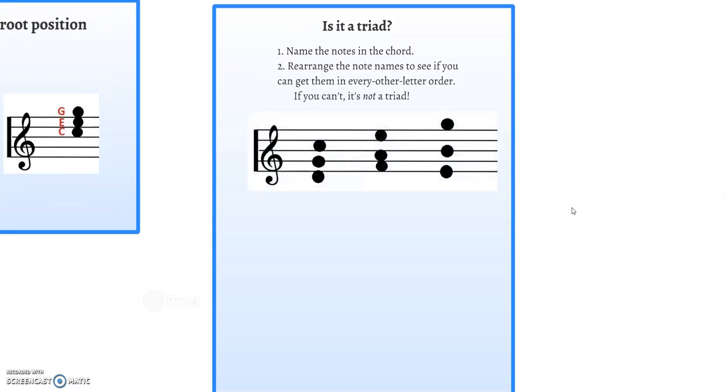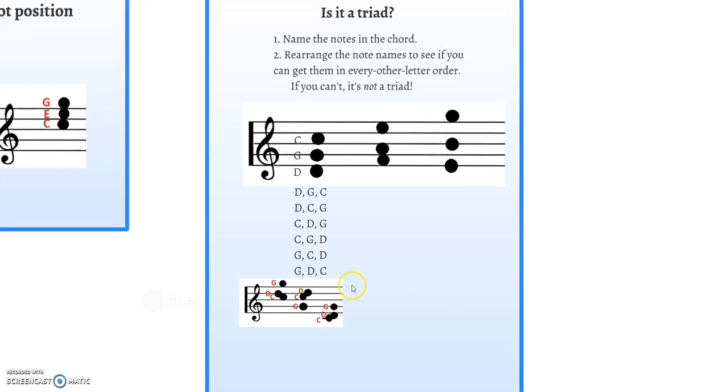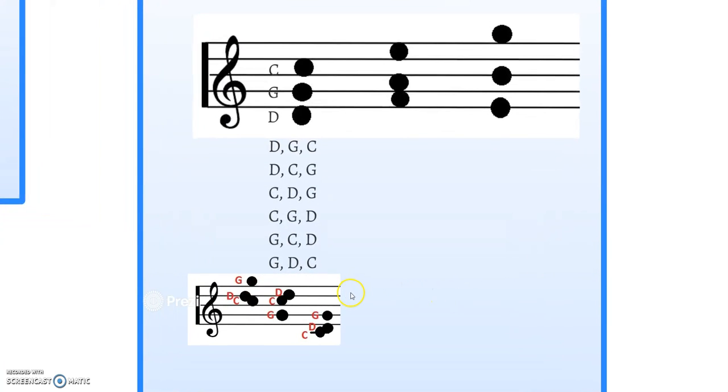Here are 3 different chords. The first one, we're going to first name the notes in the chord. So the bottom note is D. The middle note is G. The top note is C. Here are all of the possible ways we could arrange those 3. And if you try to draw any of these on the staff, you quickly realize it doesn't work. Well, it does work, but it does not make a triad.